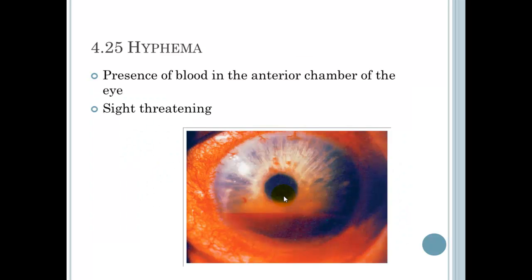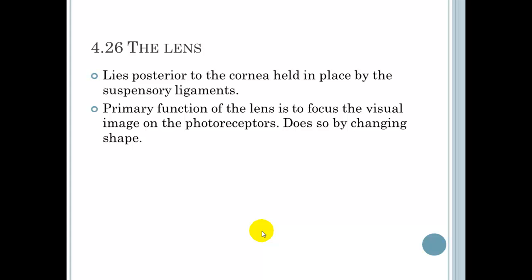4.25, hyphema, is the presence of blood in the anterior chamber of the eyeball, and this is sight threatening. If you get blood and it clots up in there, you get a solid substance that's not allowing light to enter into the iris or the lens.